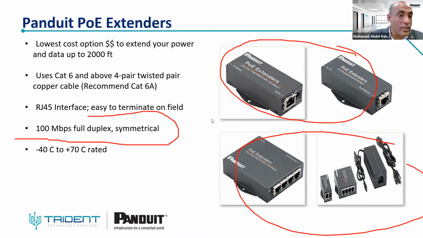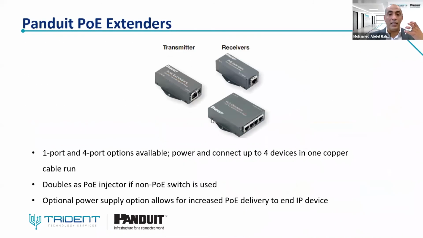to take into consideration is that the data rate is 100 megabit per second. So it is suitable for low data rate applications like surveillance cameras, emergency telephones, and RFID. You can use the PoE extender for these, and it can also support up to 70 degrees. Let me show you the multiple scenarios.